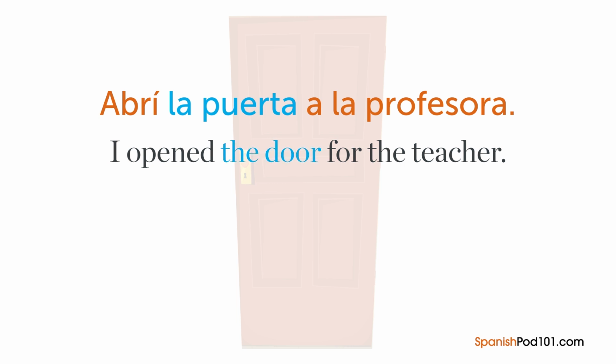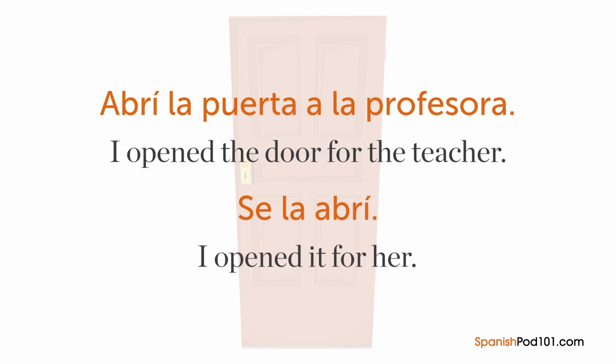La puerta, the door, is the direct object as it's the thing that we open. And a la profesora, literally meaning for the teacher, is the indirect object because it's the person to whom the action goes. So using the pronouns, it would become se la abrí, meaning I opened it for her. Se is for her and la is the door. This way we can refer to the things or people we've already talked about without having to repeat them.